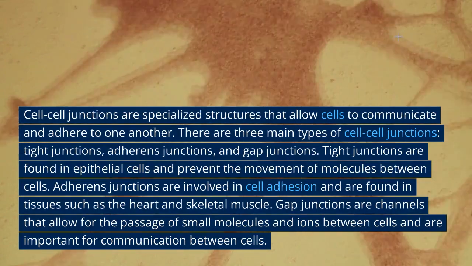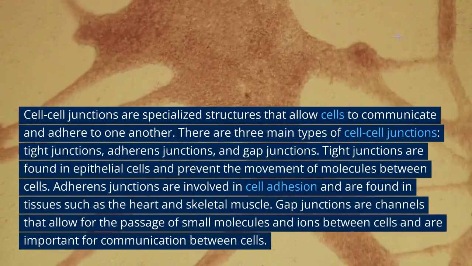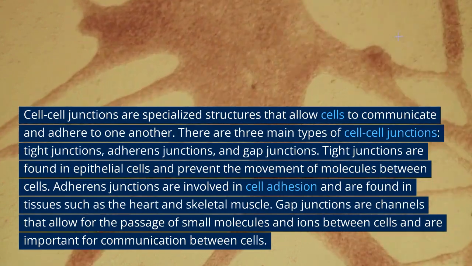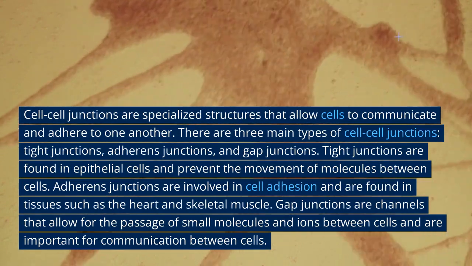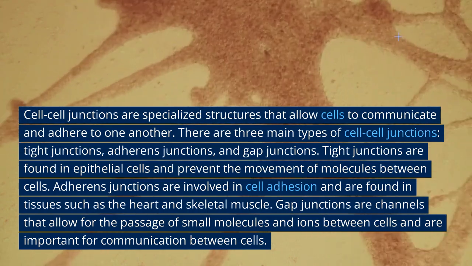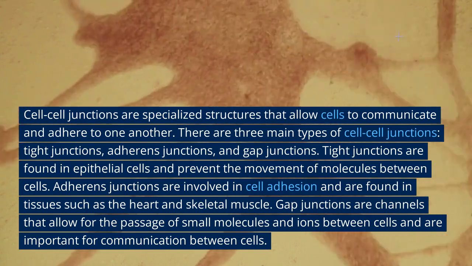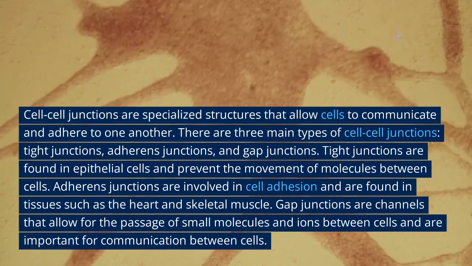Cell-cell junctions are specialized structures that allow cells to communicate and adhere to one another. There are three main types of cell-cell junctions: tight junctions, adherens junctions, and gap junctions. Tight junctions are found in epithelial cells and prevent the movement of molecules between cells.